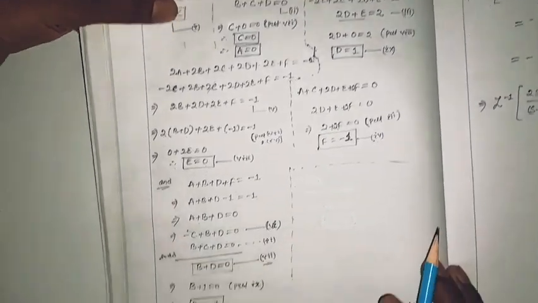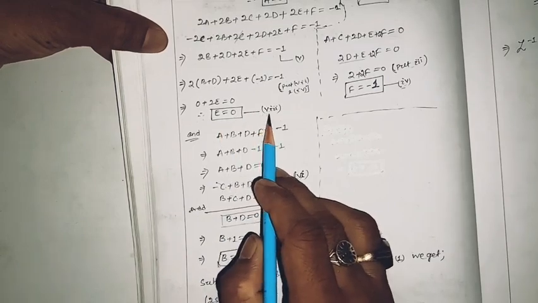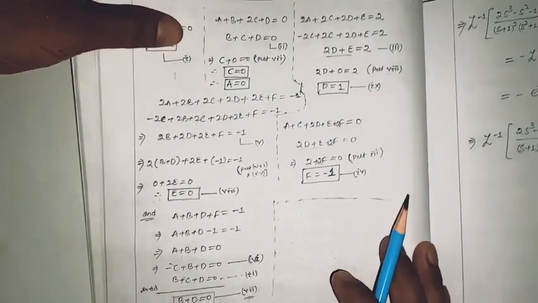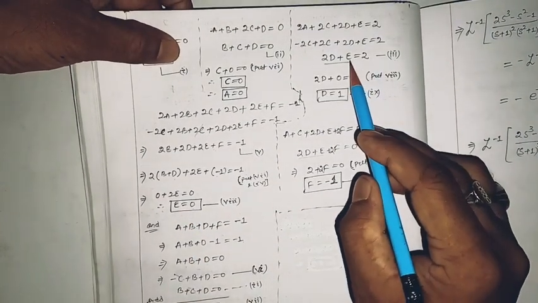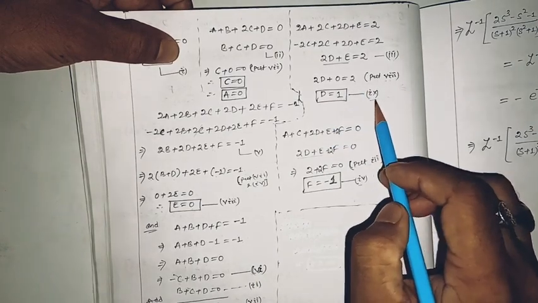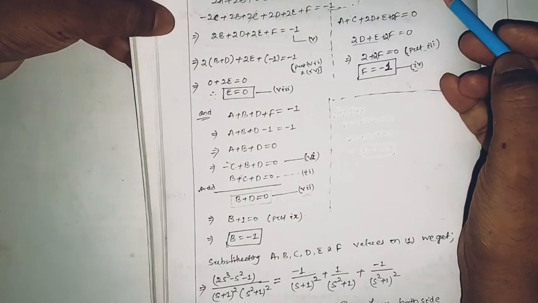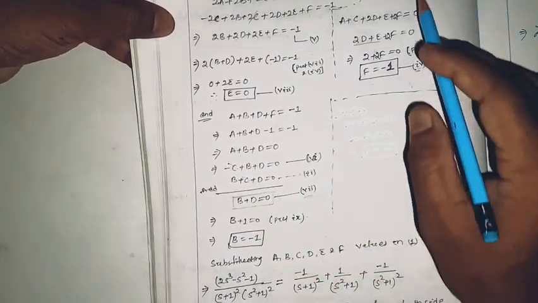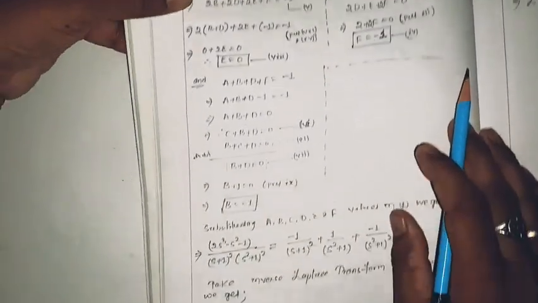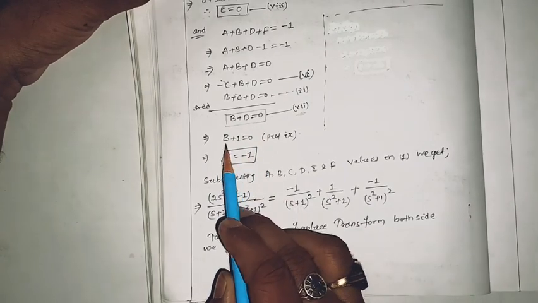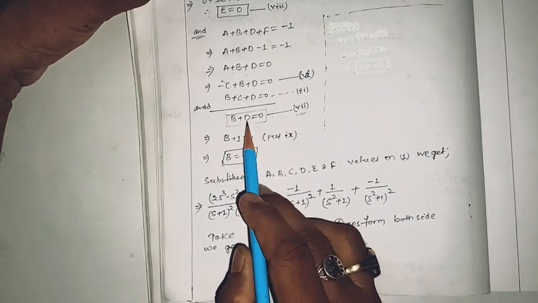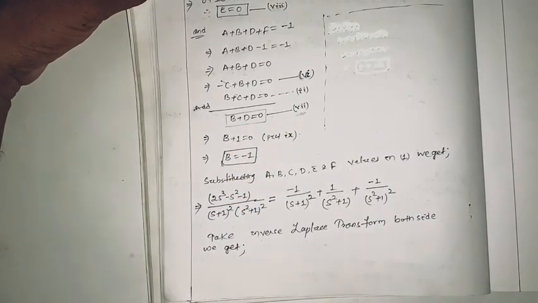That means as we found E equal to 0 in VIII, we have to substitute this E equal to 0 over here. So D will be 1. Let this be your equation number IX. Now we are going to go for IX. We have to substitute over here. Here D we found 1. So B plus D equal to 0, B plus 1 will be equal to 0. D we found 1, so B equal to minus 1.